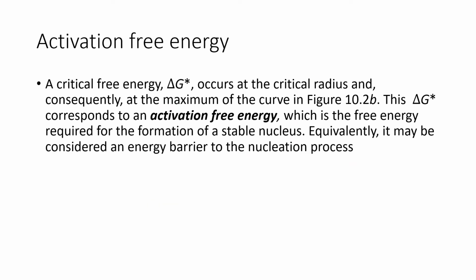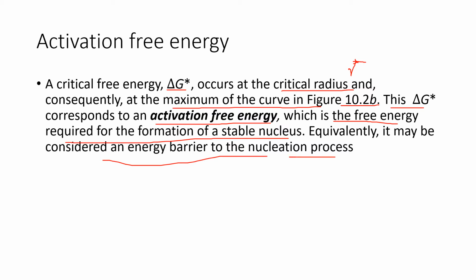Activation free energy, first we will discuss from the previous plot. The activation free energy is delta G star. It occurs at the critical radius r star, and consequently at the maximum of the curve in figure 10.2b, as we have already discussed. This delta G star corresponds to an activation free energy, the free energy required for the formation of a stable nucleus. Eventually it may be considered an energy barrier to the nucleation process.